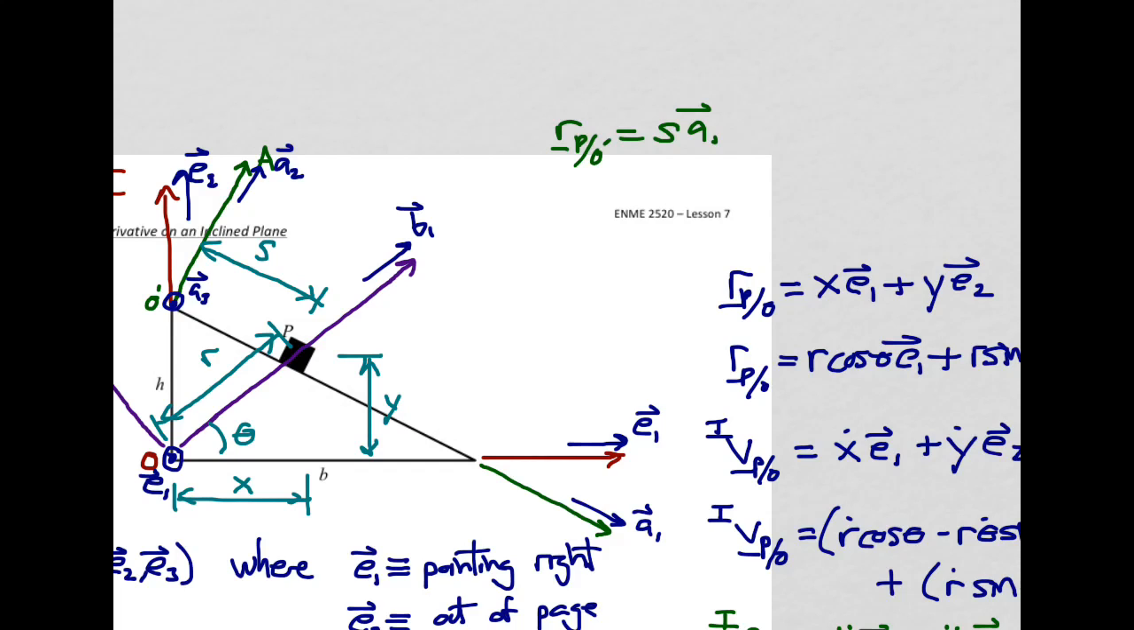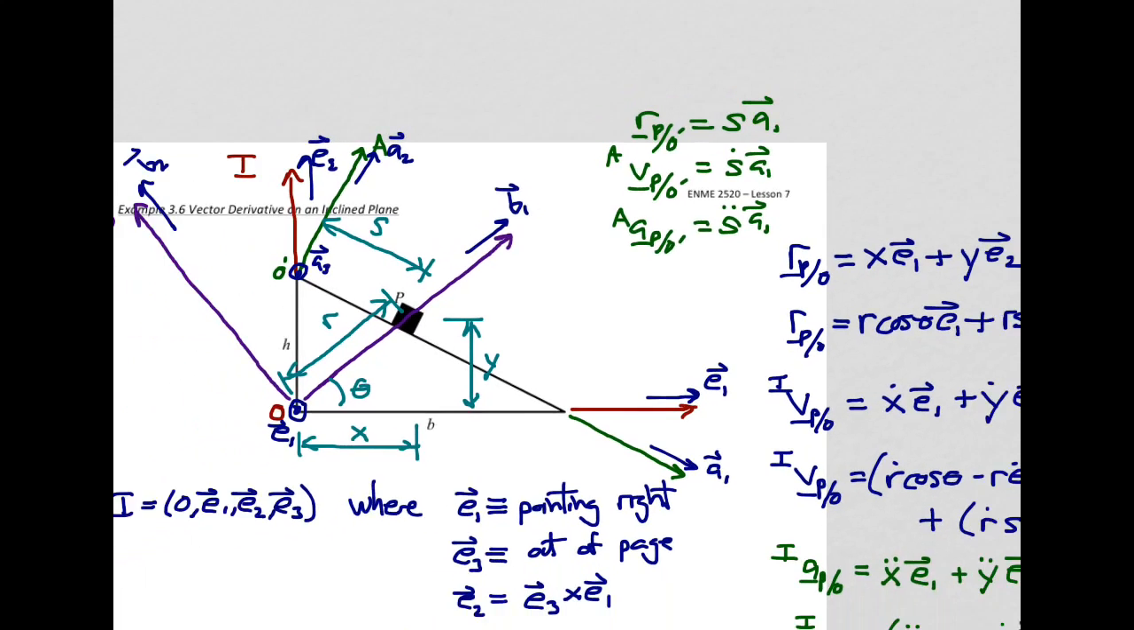Now, reference frame A, if we take the velocity P with respect to O prime within reference frame A, our vector derivative is easy still. It's S dot in the A1 direction, and then the acceleration, P with respect to O prime, as observed in the reference frame A, is equal to S double dot in the A1 direction. So you can already see how defining a different reference frame makes this pretty easy. Okay, if we can define the position in a simpler way in a different reference frame, that's a good thing to do.